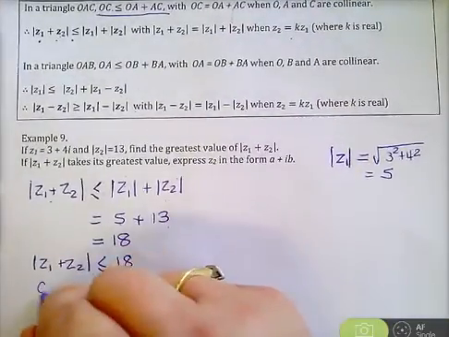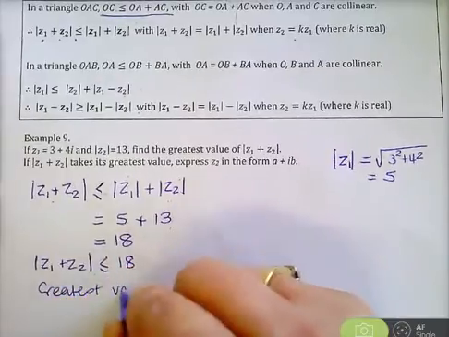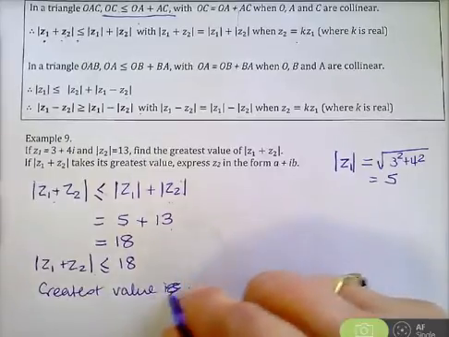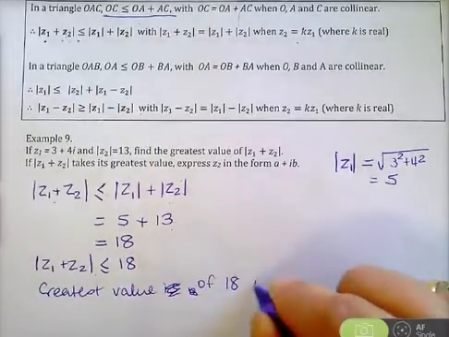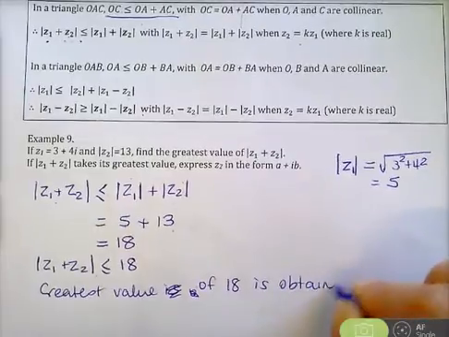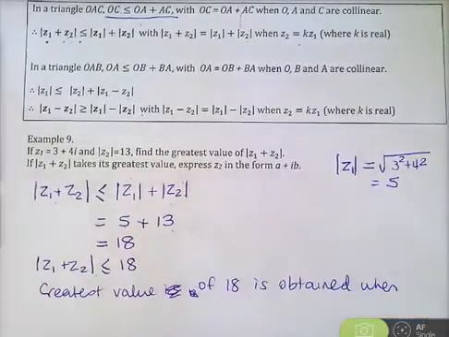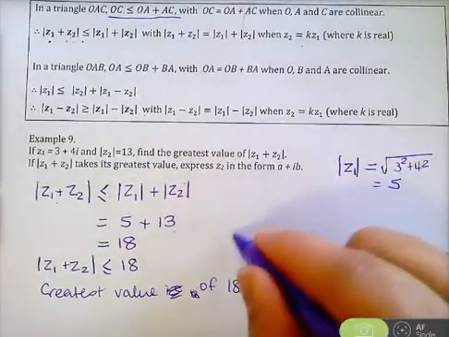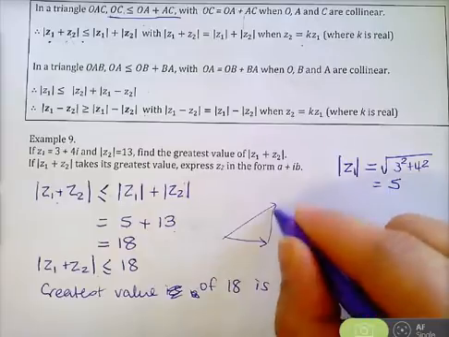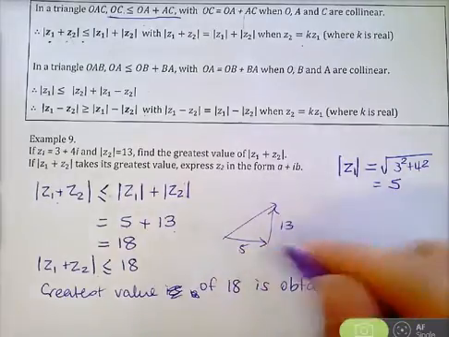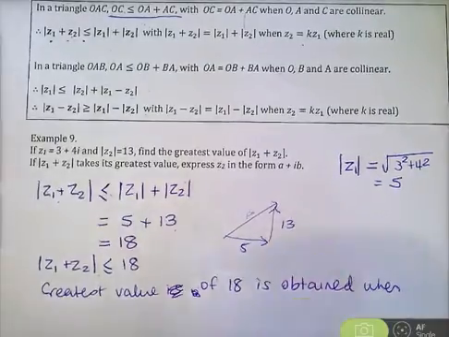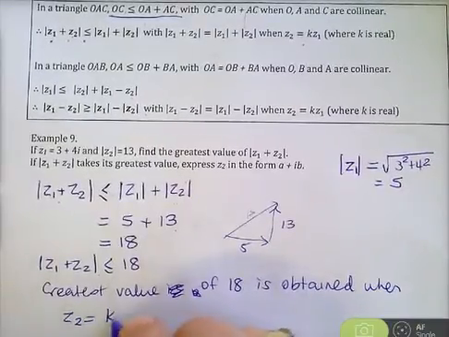Now, the greatest value of 18 is obtained when, you tell me when that line's going to be, if I've got a triangle basically, and I know it doesn't look like it, and that's 5 and that's 12, when am I going to get 18 here? When it's flat and it's a straight line. So when Z2 equals K times Z1.